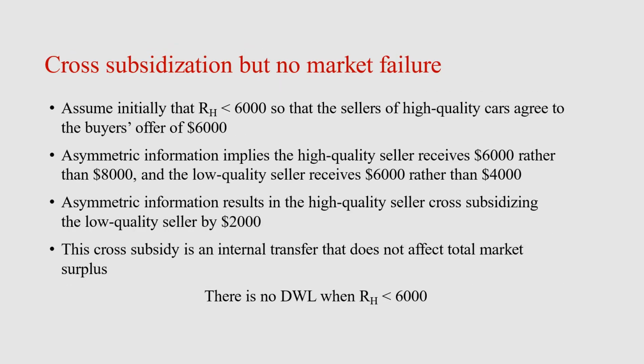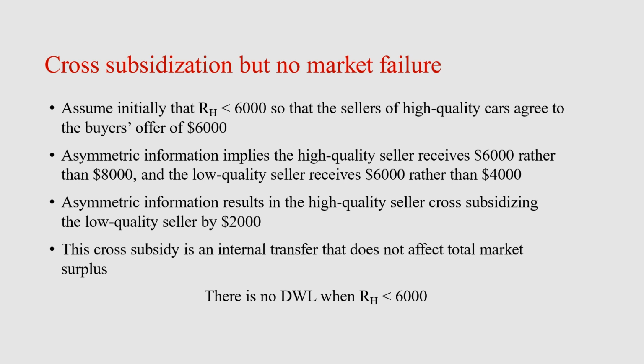Now assume that the reservation price is less than $6,000, so that the sellers of high quality cars agree to the buyer's offer of $6,000. Asymmetric information implies the high quality seller receives $6,000 rather than $8,000, and the low quality seller receives $6,000 rather than $4,000. So asymmetric information results in the high quality seller cross-subsidizing the low quality seller by $2,000.